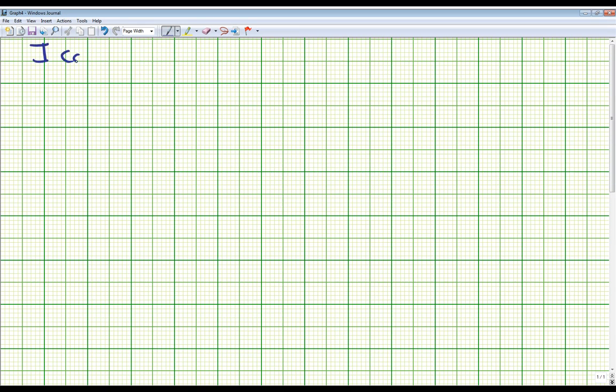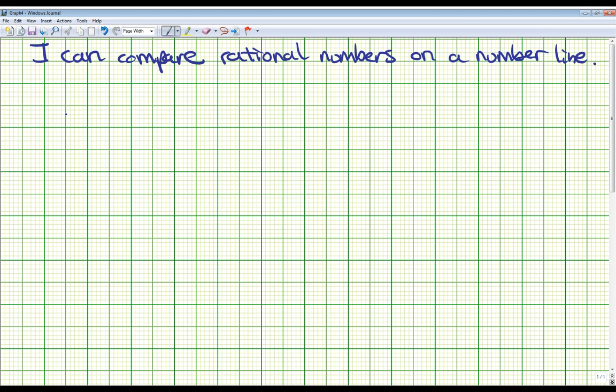I can compare, sorry about the handwriting there, rational numbers on a number line. So we're working with positive and negative numbers today. We're also working with fractions and decimals on a number line today. So with that said, we'll go ahead and just get right to our examples.